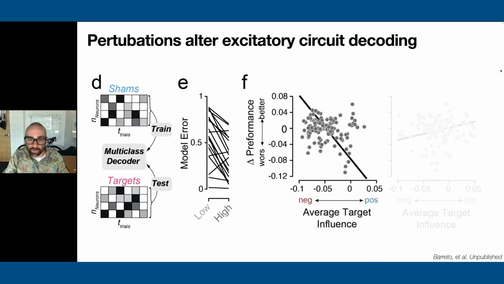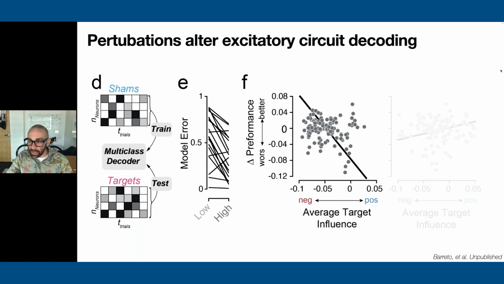But what was really wild is that when we looked at the high contrast stimuli, we saw this negative relationship. On the x-axis, I'm plotting the average target influence on the surrounding network. And on the y-axis, I'm plotting the change in performance of the model. So this is comparing the model error on the test compared to the sham optimized training. Essentially, the model got better for trials in which the photostimulated target actually drove suppression.